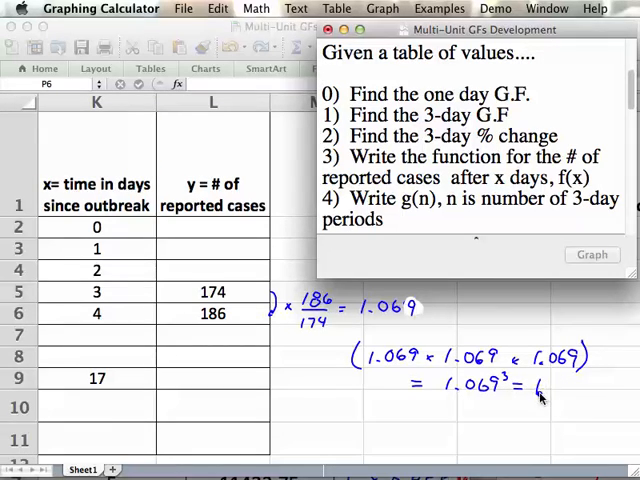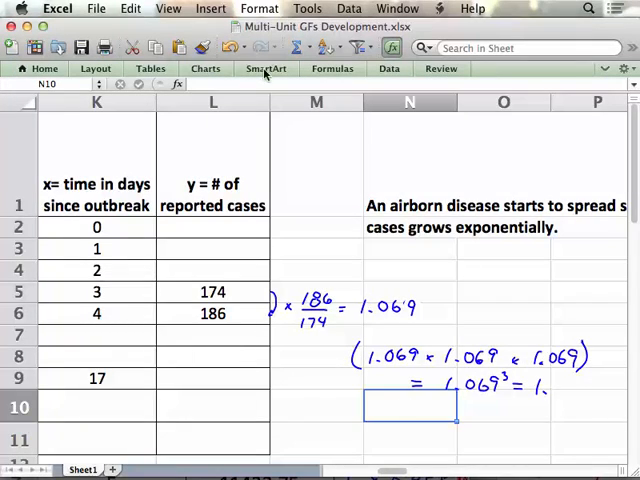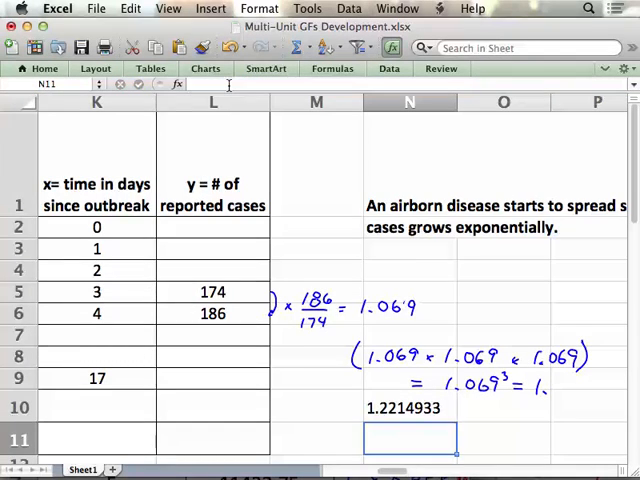And as an approximation, so if we're building approximations upon approximations, let's go ahead and be exact here. What I'll do is go equals 186 divided by 174. So that's exact, and then we're going to do what to that? Cube it. Raise it to the third. So this will be exact, and then we can decide how we want to approximate it. So we could say 1.221 or 1.2215. That would be our 3-day growth factor.